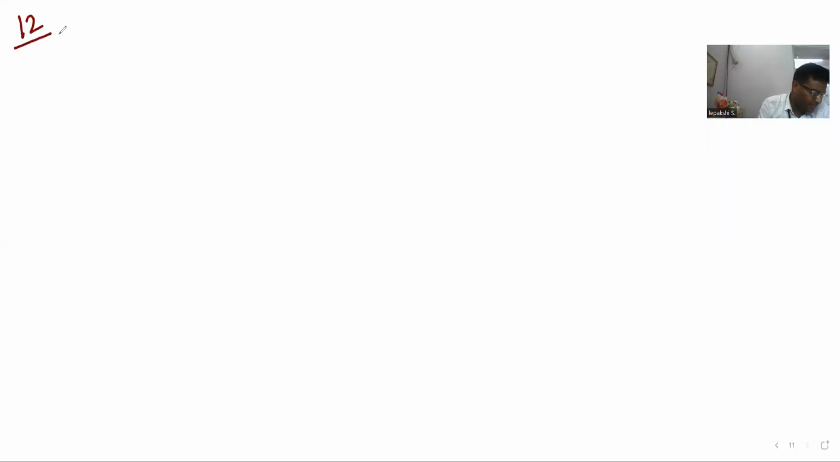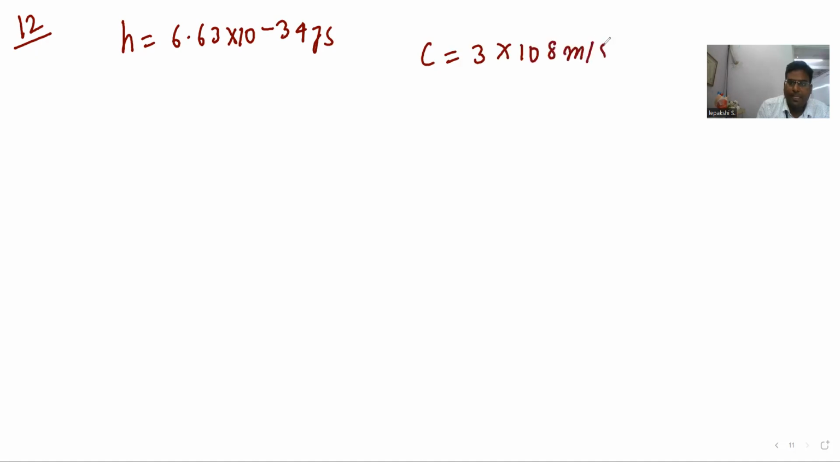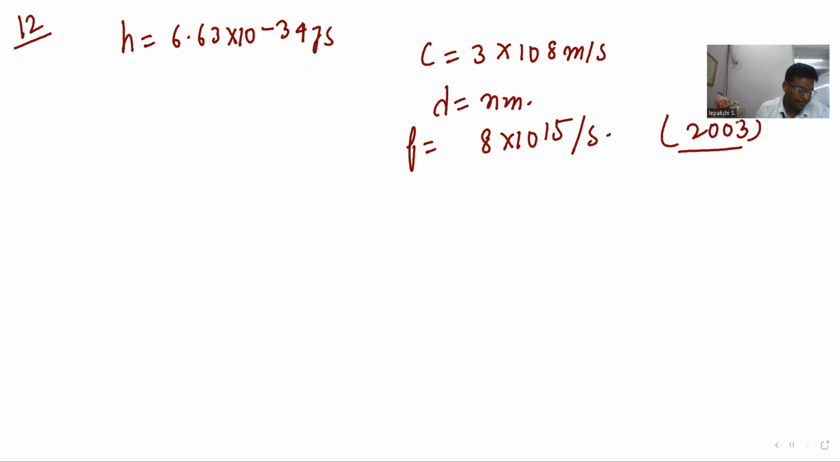Now look at the question number 12. So the value of Planck constant is given. h is equal to 6.63 into 10 raised to minus 34 joule second. The velocity of light is given, that is 3 into 10 raised to 8 meter per second. Which value is closest to the wavelength in nanometer of a quantum of the frequency? So frequency is given, that is 8 into 10 raised to 15 per second. It is asked in 2003. So let's see the explanation.